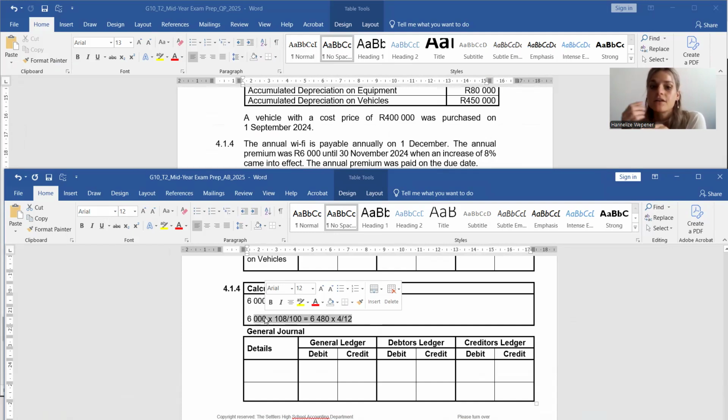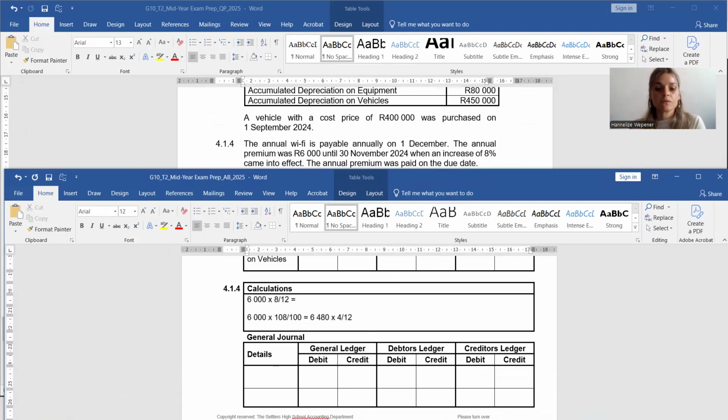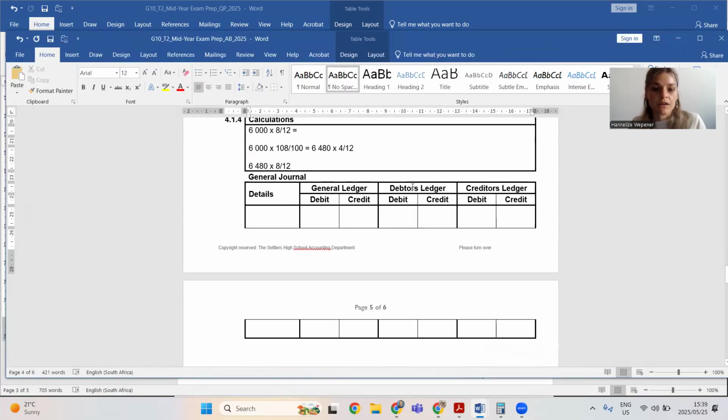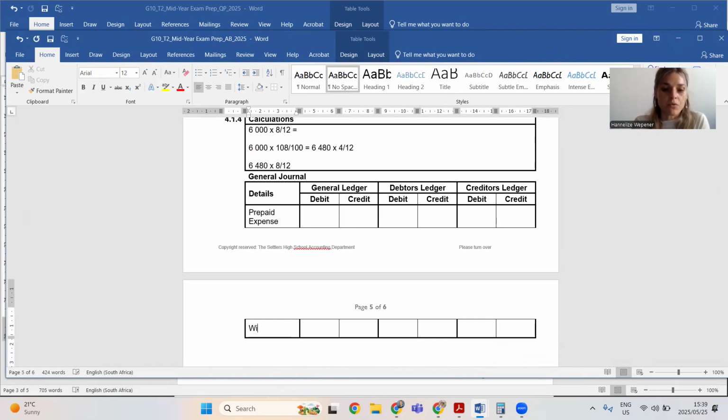And we said that from the 1st of December, it's only December, Jan, Feb, March, only the 4 months within our current financial year. So in other words, the other 8 months, times 8 divided by 12, is for the next financial year. So that means that we will now go to our general journal and we will say that we have made a prepayment on this expense. And therefore, we need to remove it from our Wi-Fi costs. So it might be telephone and internet, might be Wi-Fi. So let's go with telephone and internet.